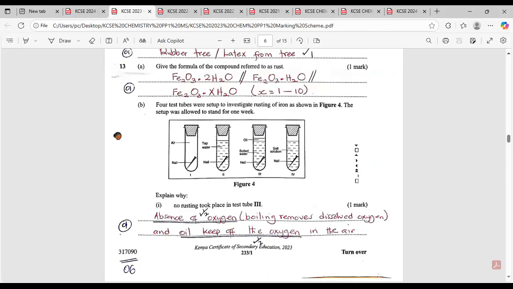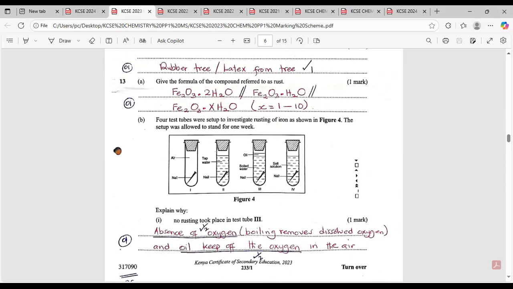Purity, can you read question number 13? Purity, if you can hear me. Yes? Give the formula of the compound referred to as rust. Very good.